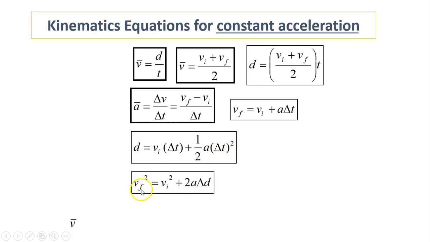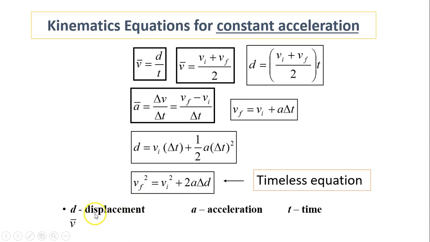And the last equation is VF squared equals VI squared plus 2A times delta D. This equation we have a name for. This is called a timeless equation because this equation has no time. So whenever we see an equation has no time, right away it should occur to you that's the equation we use.